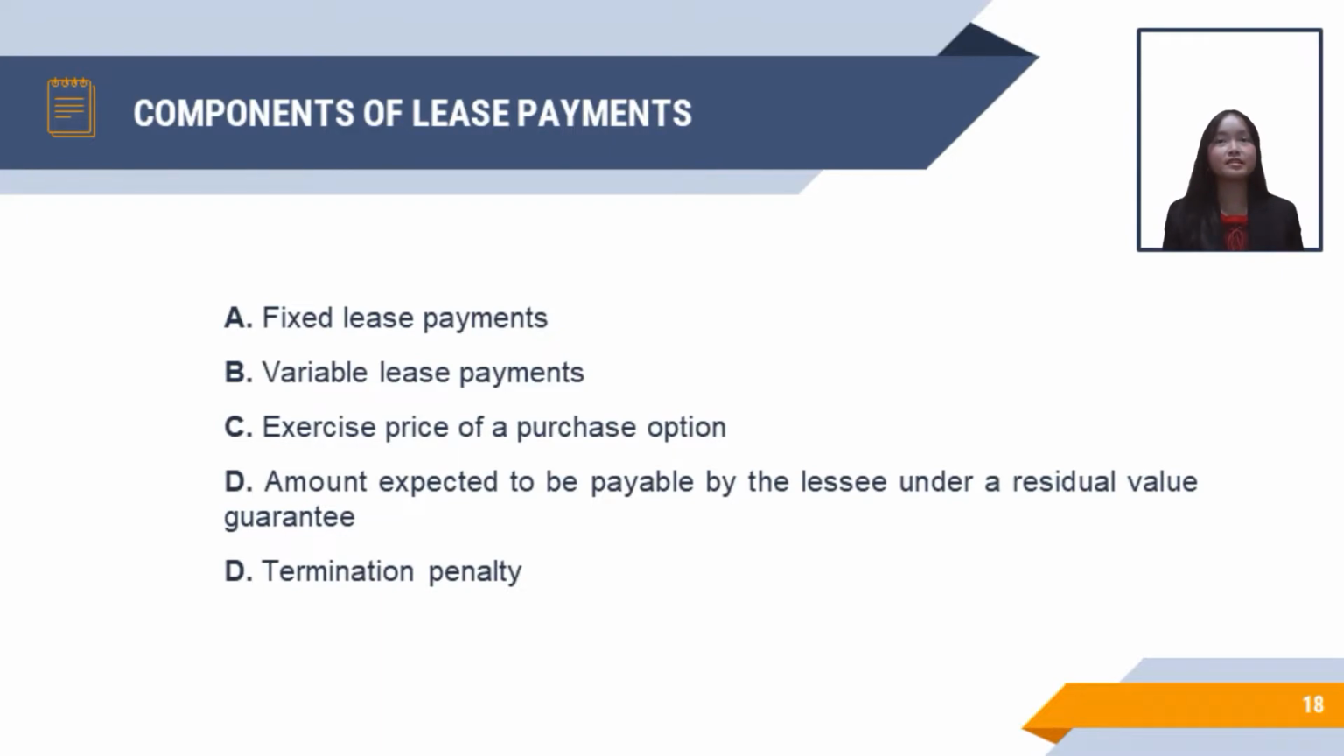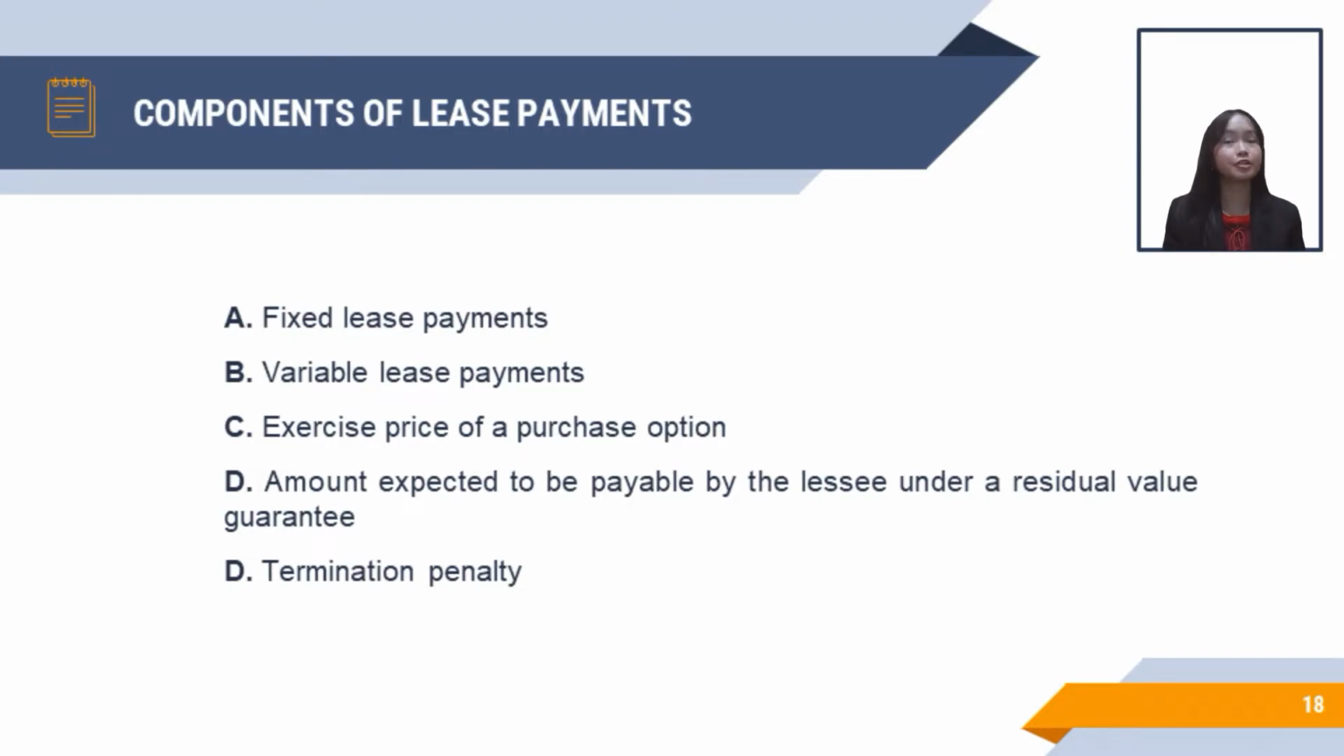So the first one is fixed lease payments. These are the payments made by the lessee to the lessor for the right to use an underlying asset during the lease term. So just remember, fixed. Second, variable lease payments. These are the payments made by the lessee for the right to use the underlying asset during the lease term that vary because of changes in facts or circumstances occurring after the commencement date other than the passage of time.